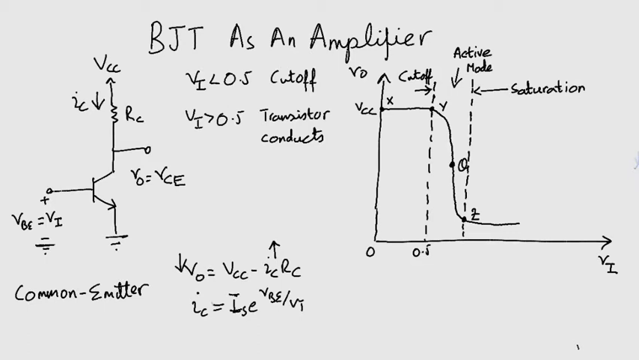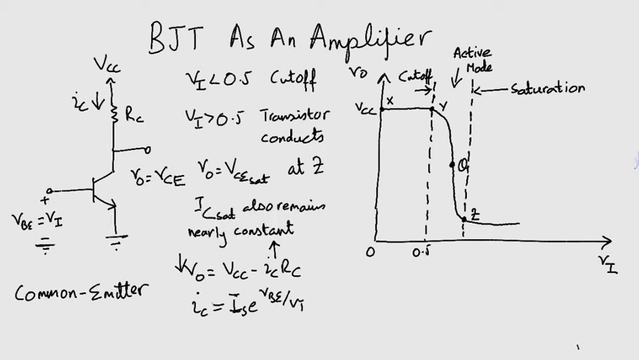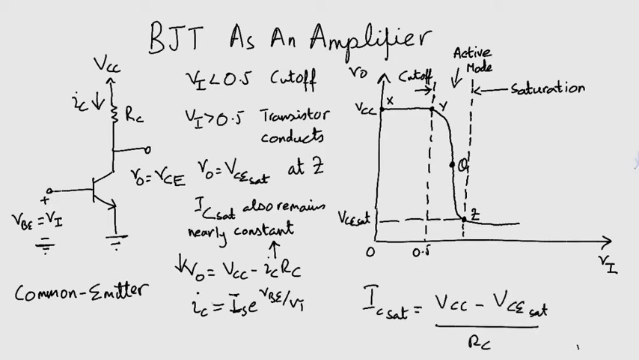Now did you wonder why we call it the saturation region? Notice that further increasing Vi has a negligible effect on V0. So this is why we call the output voltage at Z VCE sat. It has reached saturation and does not decrease anymore. The collector current also at that point remains nearly constant. We can find an expression for IC sat, VCC minus VCE sat divided by RC. Pretty simple.